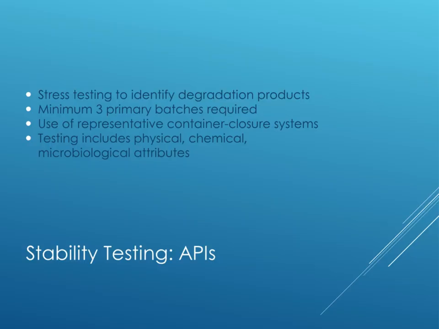You must test a minimum of 3 primary batches, produced using the same synthesis route and packaging system intended for commercial production. Test specs should include all stability indicating attributes, chemical purity, assay, physical characteristics, and if applicable, microbiological integrity. These aren't just checkboxes. They're a defense against failure later.